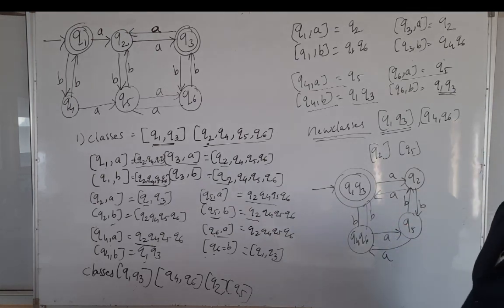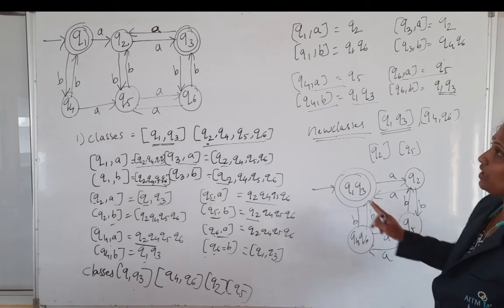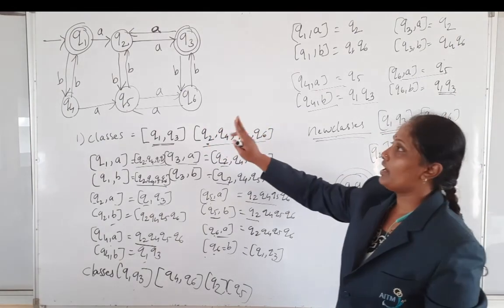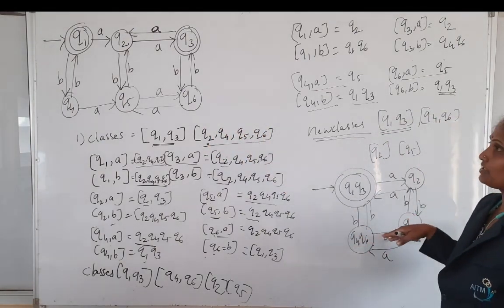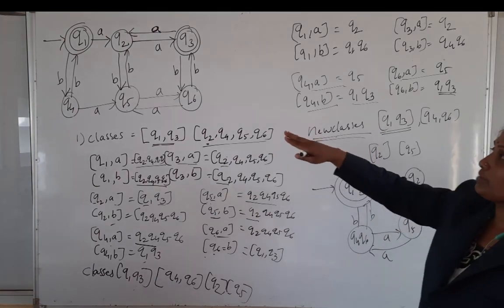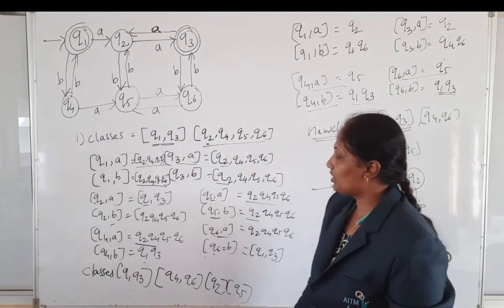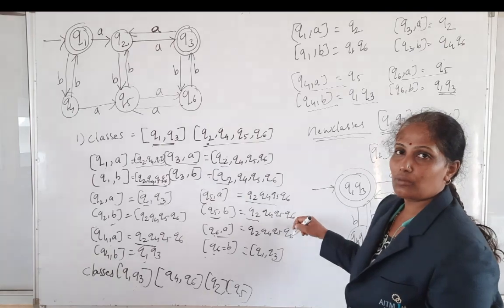So this is my minimized DFSM, which is equivalent to the original DFSM, and the language accepted by the min DFSM is equivalent to the language accepted by this original DFSM. So I hope you understood this problem.